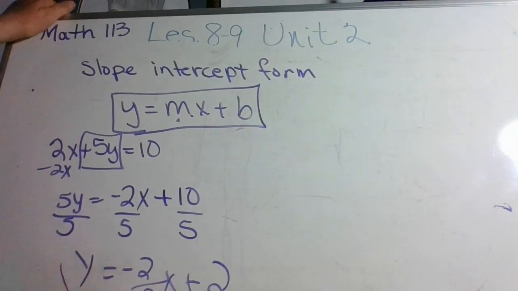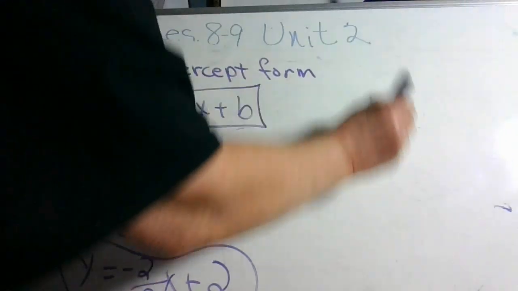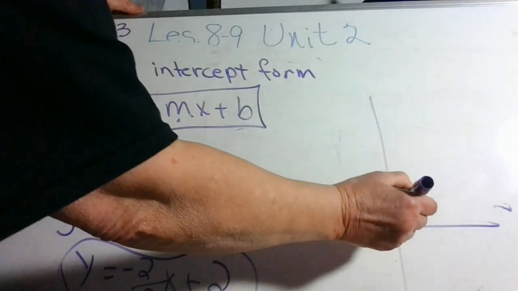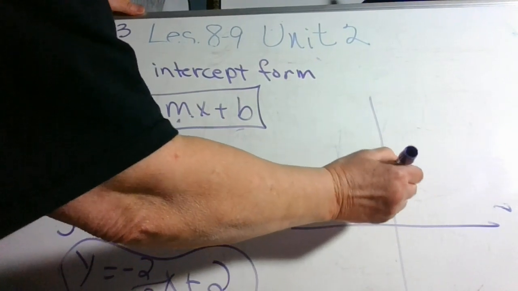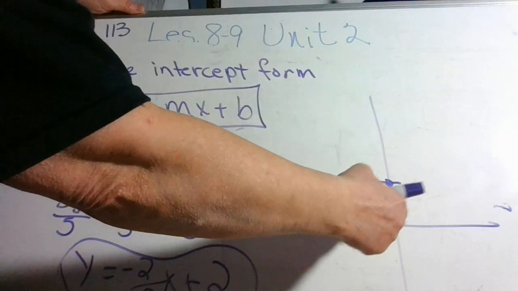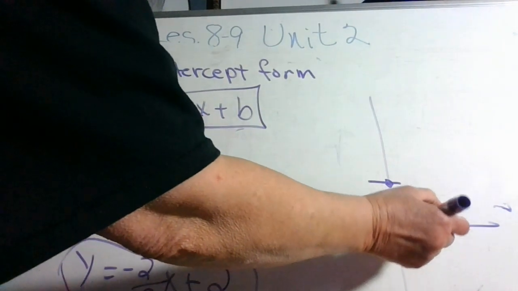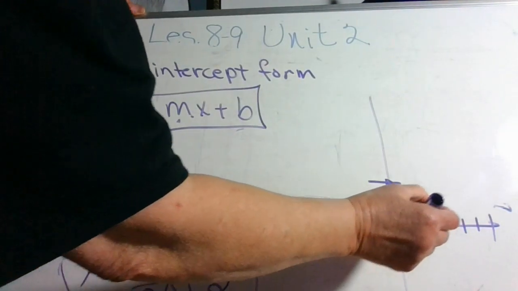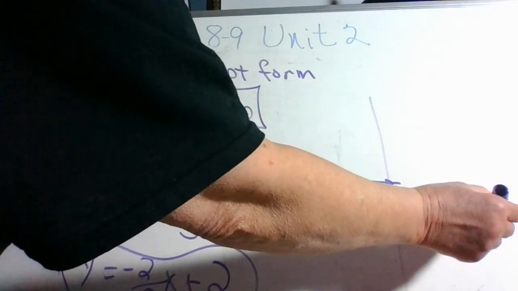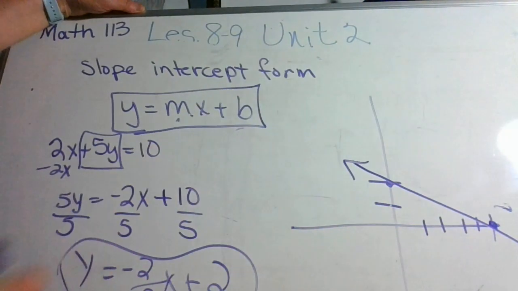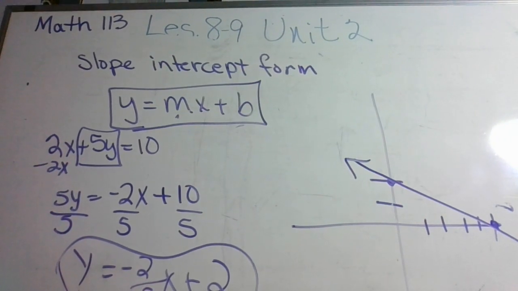Once you get it in this form, you'll come over here and you're going to graph it. What's the y-intercept? 2. 1, 2. Put it out there. What's my slope? Negative 2 down 2. 1, 2. To the right, 5. 1, 2, 3, 4, 5. Maybe that's not exactly equal, but down 2, then 1, 2, 3, 4, 5. Looks like it's going to be right there. And you'll make your line.